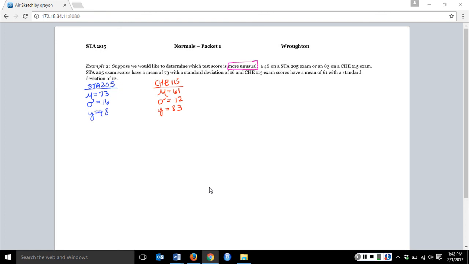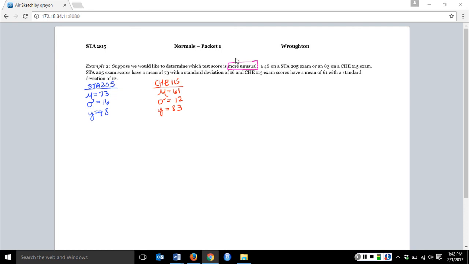test. Now, of course, if we were to try to figure out who did better, well, they performed below the mean, they performed above the mean, so it'd be pretty easy to see that the person did better on the chemistry exam. But we're not asked for better, we're asked for what's more unusual.